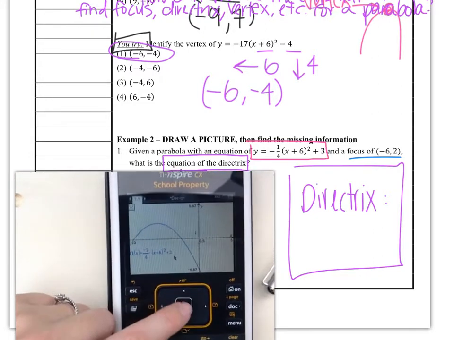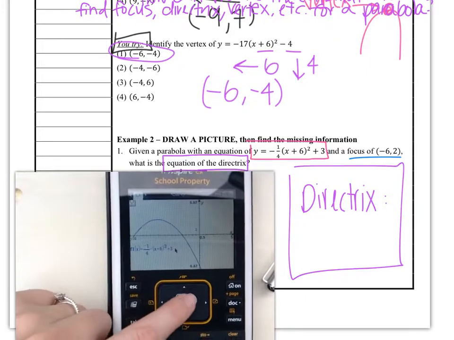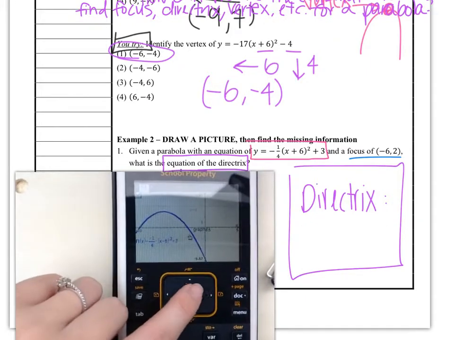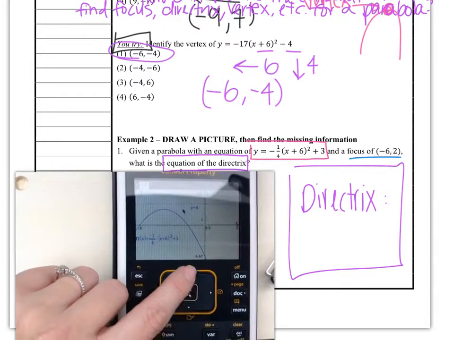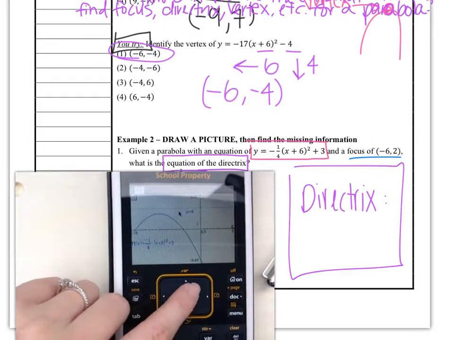And when it pops up, nothing happens right away. So what you have to do is take your cursor and move it to the graph itself. Click on it and you'll notice that the line y = 4 just showed up, because this is my directrix.